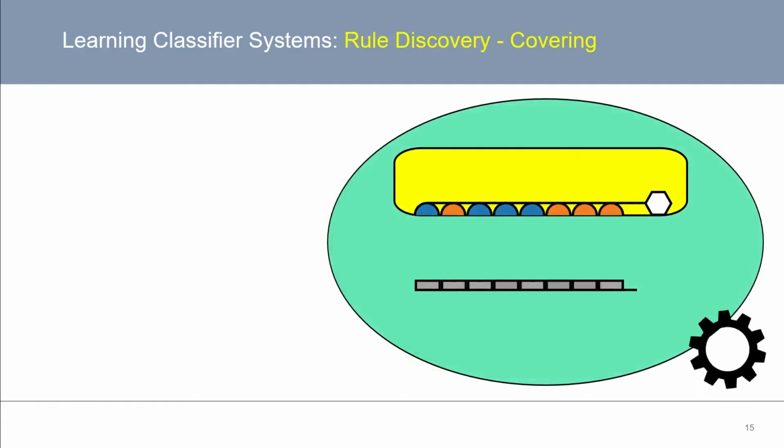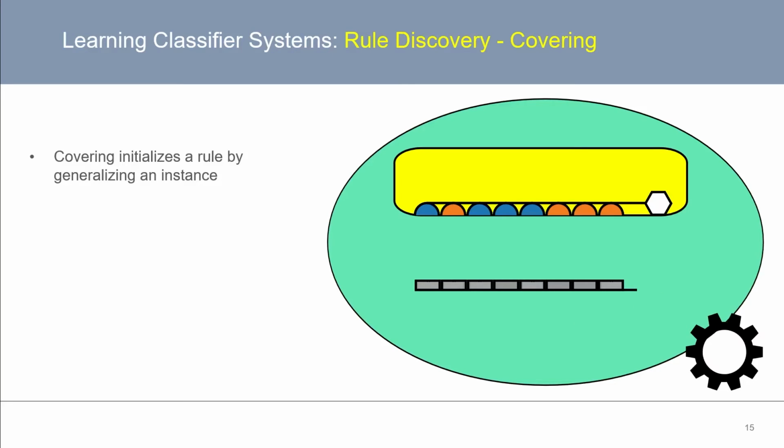Let's look more closely at how the covering mechanism discovers a new rule to add to the current population and correct set. Here we have the current training instance and the backbone of a new rule that we will fill in a moment. Put simply, covering will initialize a rule by randomly generalizing an instance. So starting from the instance, we randomly pick some number of features to specify in the rule. Note that these specified features have the same value as found in the training instance.